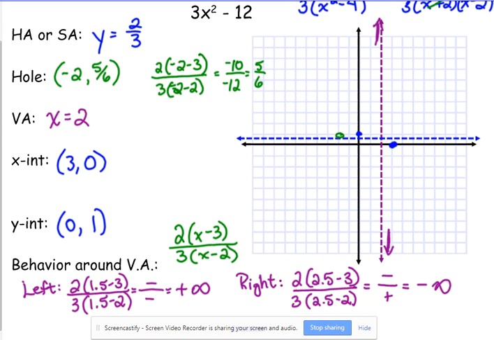Okay, that's what I'm talking about when I'm talking about the behavior around the vertical asymptote. Because around an asymptote, it's headed to either positive infinity or negative infinity. It's getting really close to it. It'll never touch 2, but it's getting really close to it.